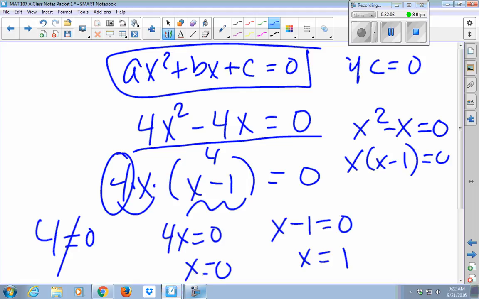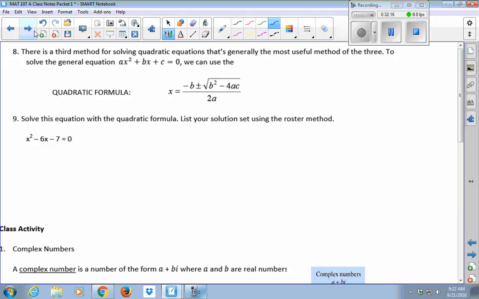Then you can do one with the full quadratic like we just did, and we can either factor it, and if it's prime and it can't be factored, or you can't factor it easily, then you'll want to use your quadratic formula, which is right here.